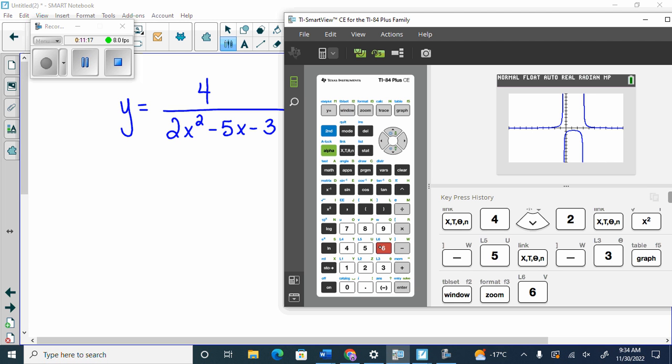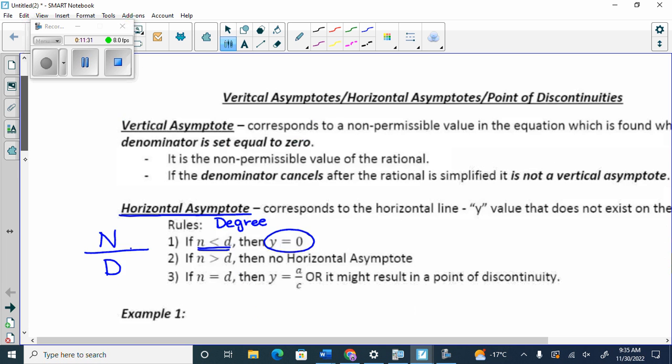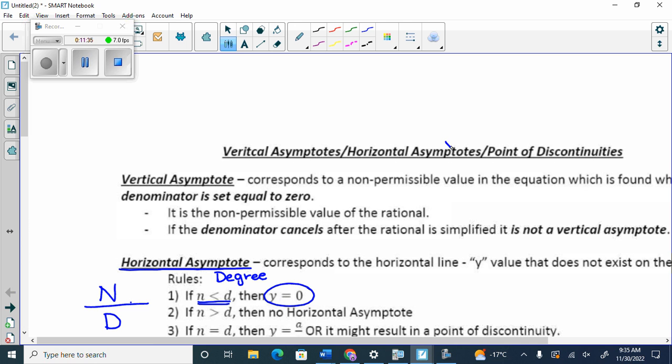And then where is my horizontal asymptote at? 0 again. The numerator's degree what? The denominator's degree what? Is the numerator a lesser degree than the denominator? Yes. So I know that immediately, if the numerator is a lesser degree than the denominator, it's going to be y equals 0.